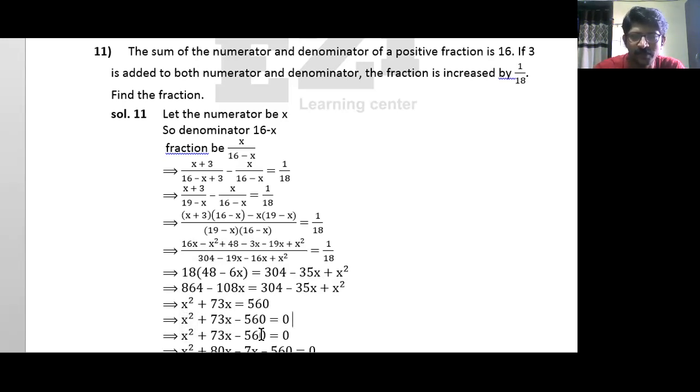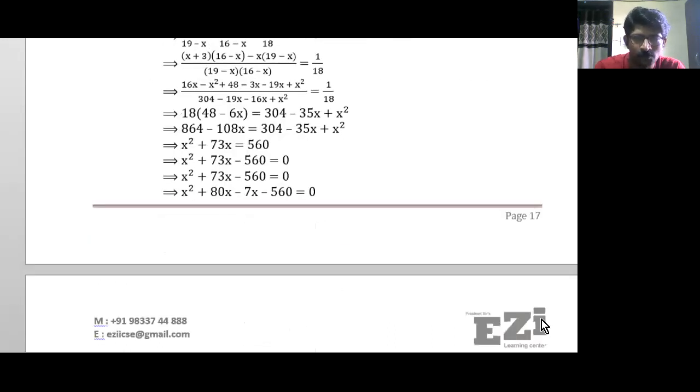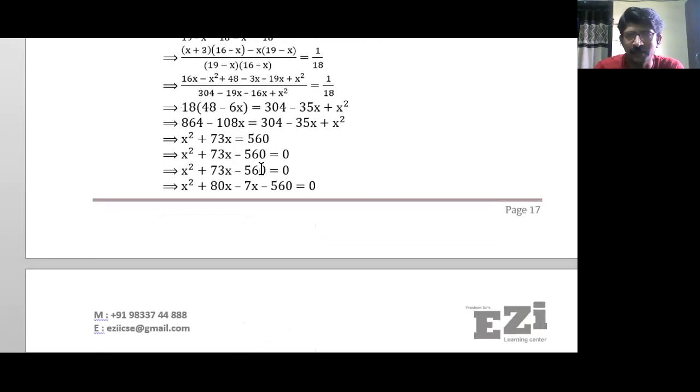x square plus 73x minus 560 is equal to 0. And now student, it's time to move ahead. So now we'll have to split that 560, negative 560, whose sum is positive 73. That is 80 and 7, whose product is 560. So x square plus 80x minus 7x minus 560, which equals 0.